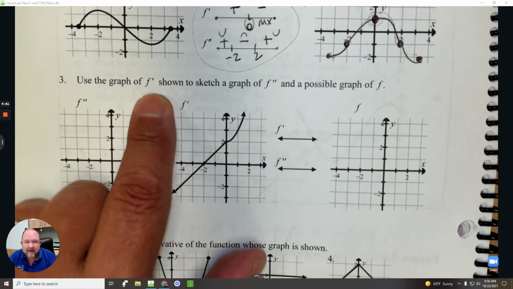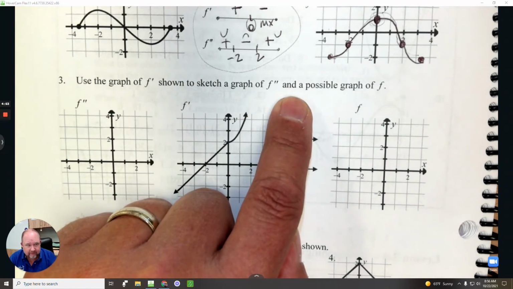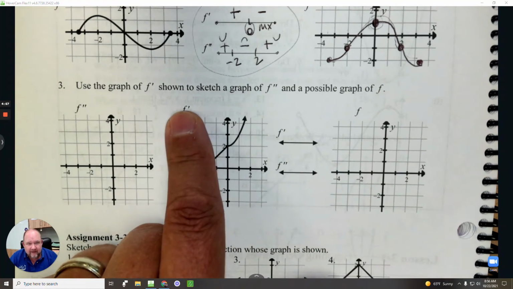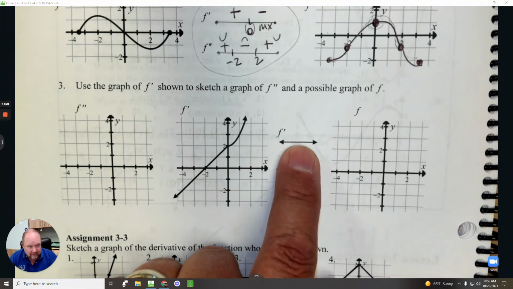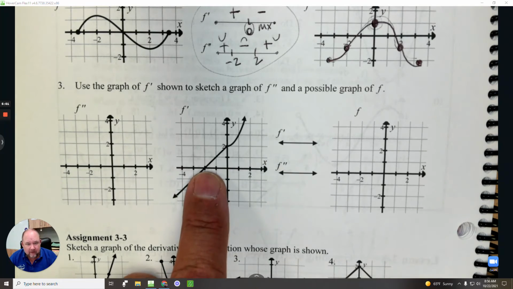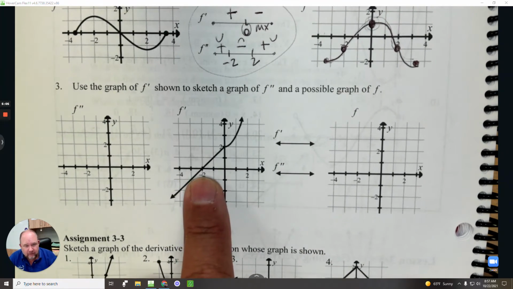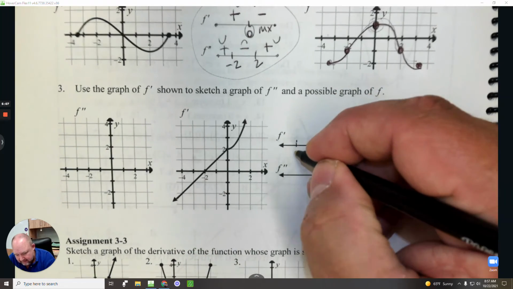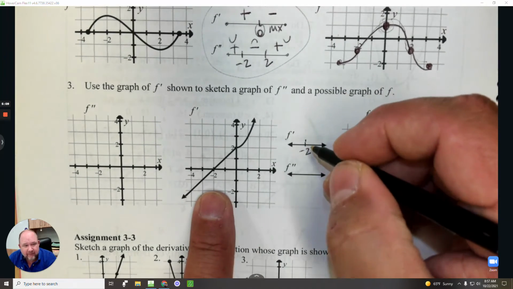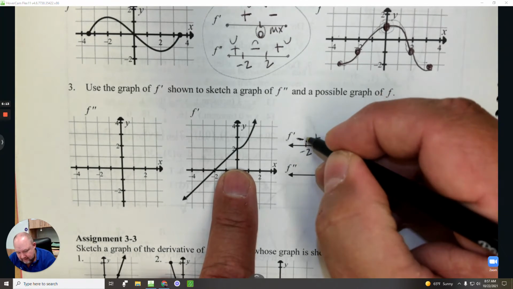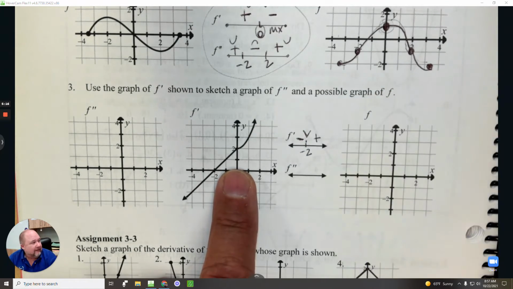It says use the graph of the derivative and the second derivative and a possible graph of the function. So take the derivative, and we're going to do a number line, and I'm looking for where the x-intercept is. So where is the derivative equal to 0? That would be at -2. And before -2, it's below, and after -2, it's above. So at -2 is a minimum.